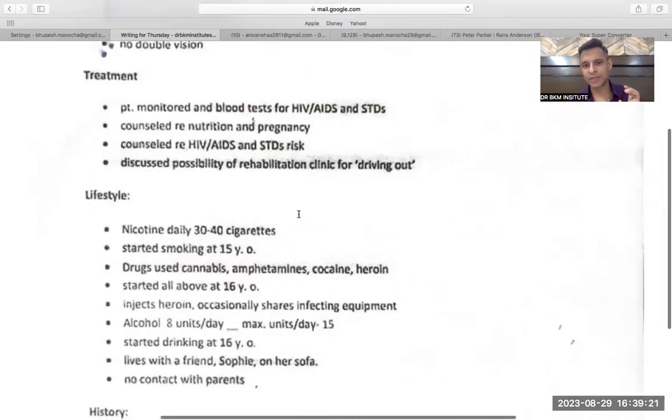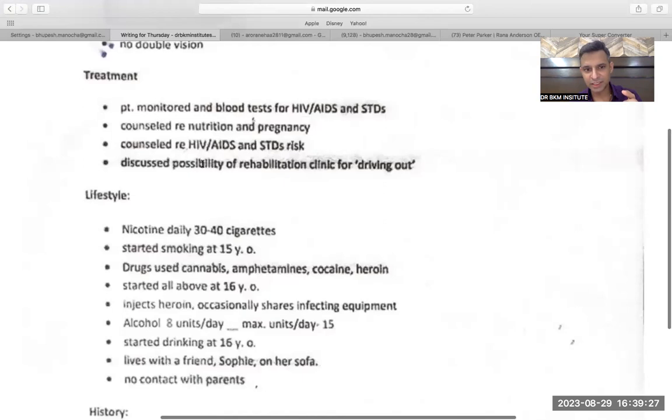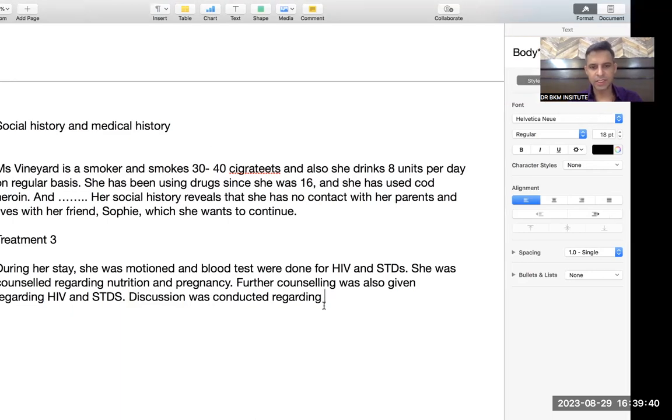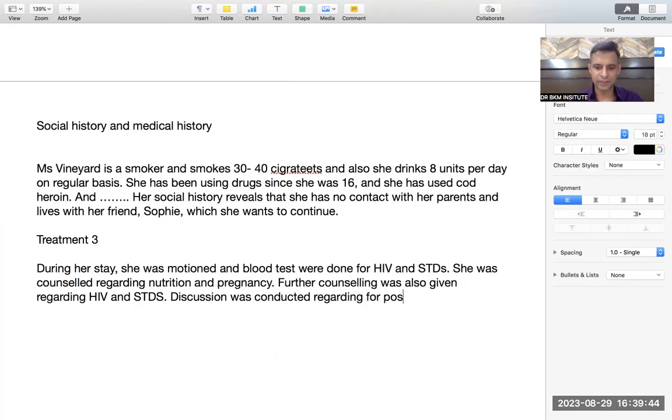And possibility of... Again, when there is a difficult line, just make it simple. Discuss possibility of rehabilitation clinic. So make it simple: discussion was conducted. You just write this thing. Discussion was conducted. Rest all same regarding possibility of rehabilitation clinic. Same words, same words.